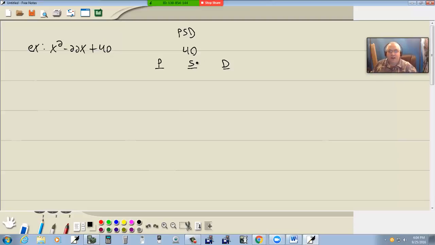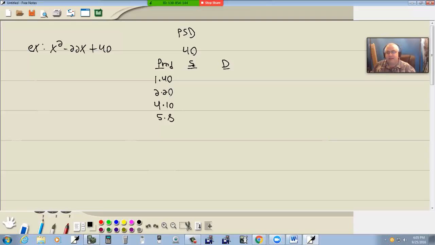We're going to come up with 3 columns. Our P column, the P stands for product. These are all things multiplied together to give us 40. We've got 1 times 40, 2 times 20, 4 times 10, 5 times 8. If you're not very good at coming up with these products, you can use your calculator. 40 divided by 1 is 40, 40 divided by 2 is 20, 40 divided by 3 gives you decimals, doesn't go into it evenly.